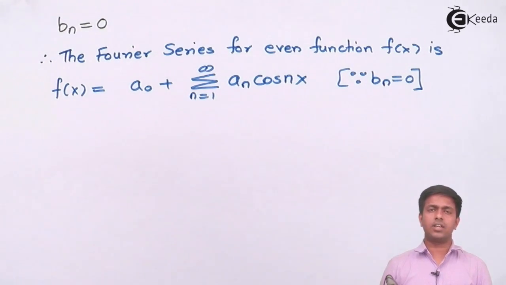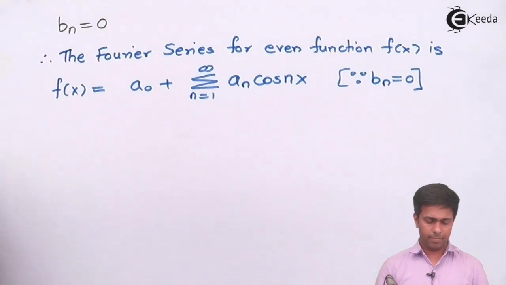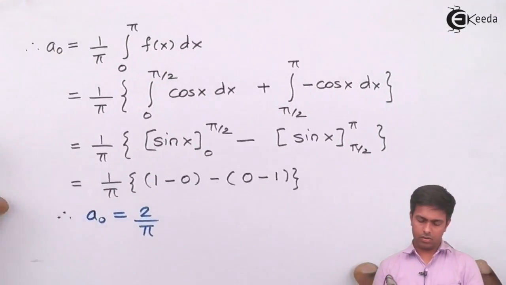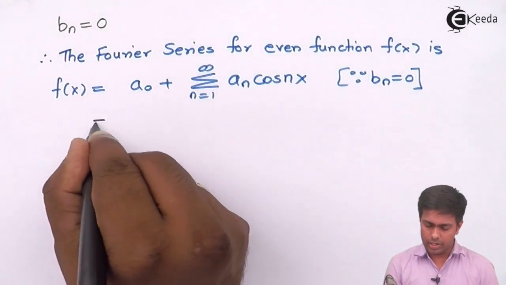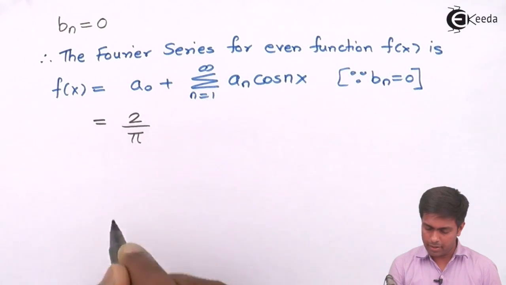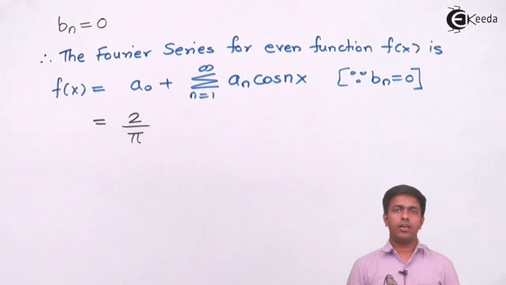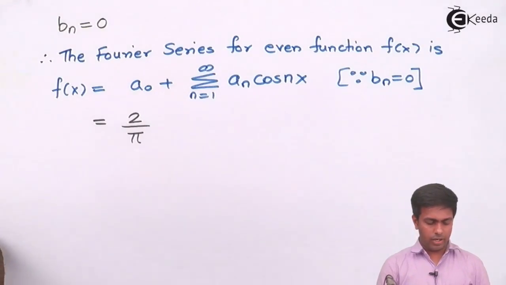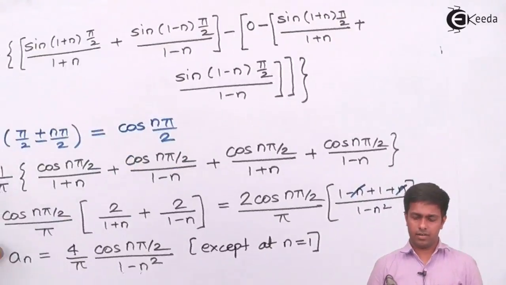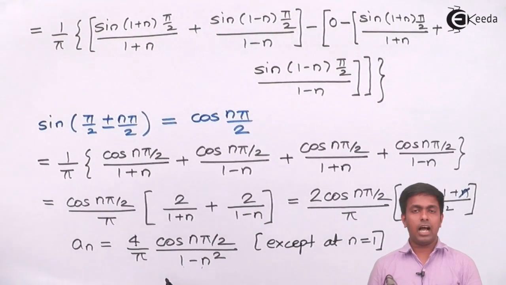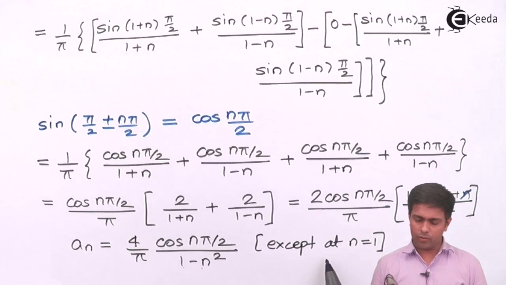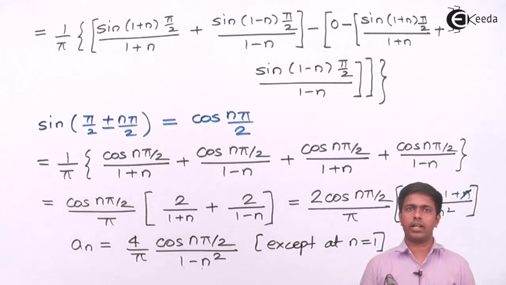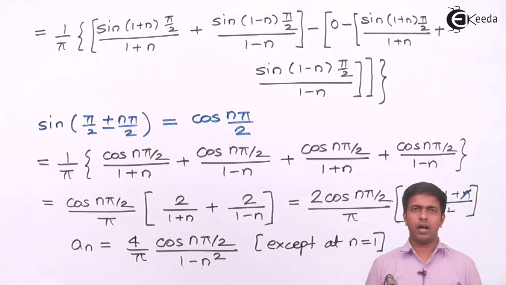So guys, here we got a naught as 2 by pi. I'll put this value here, so this will become 2 upon pi. Now for an we got this value, I'll put this value in an. Now this value of an is not valid for n equal to 1, and hence we found the value of a1 separately. But again the value of a1 we got as 0.